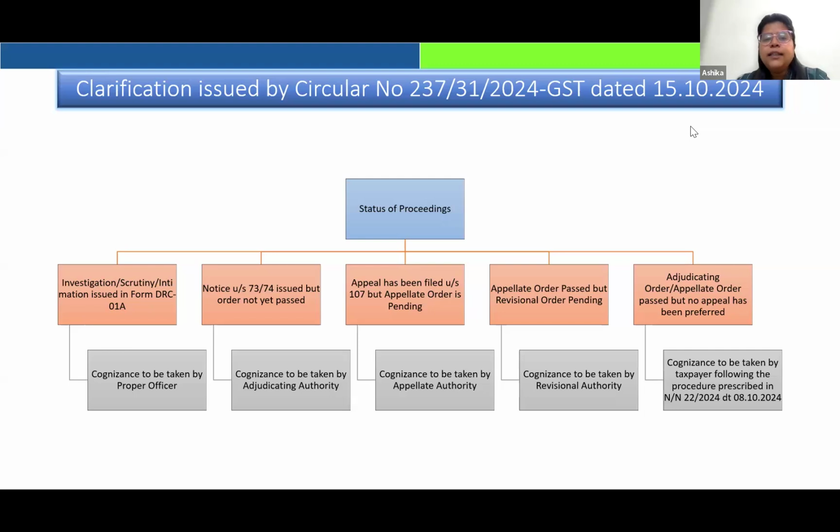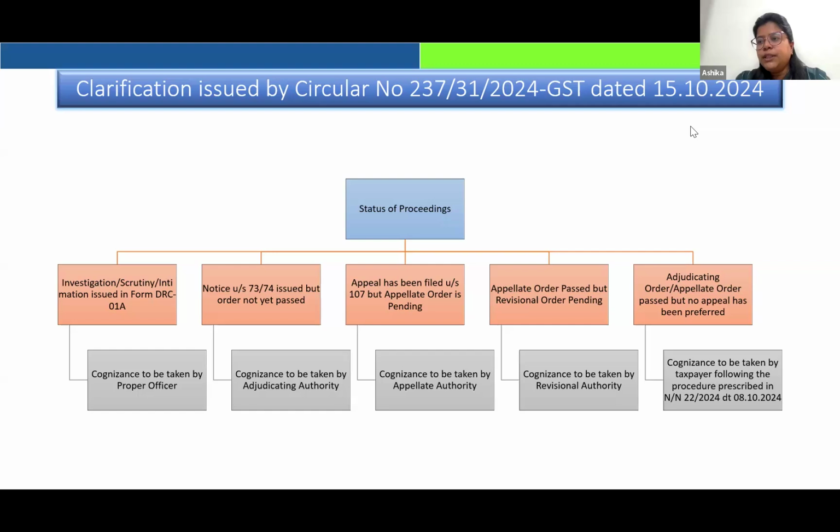order. Now, when they pass a rectified order, it also depends upon the stage at which the matter is pending. Now, if it's an adjudication order, then the rectification order will be passed in DRC 08. Keep in mind that 161 rectification also provides for issuance of a rectification order in DRC 08. Here also they are prescribing DRC 08. But if it is a rectification before an appeal order, then this order will be passed in GST APL 04. So the rectified order will be in APL 04.